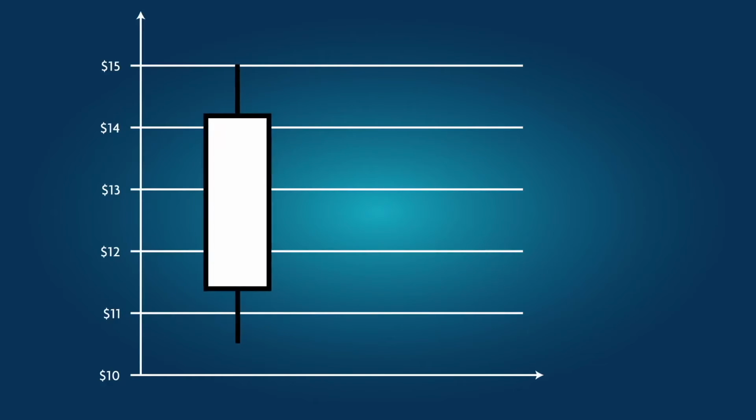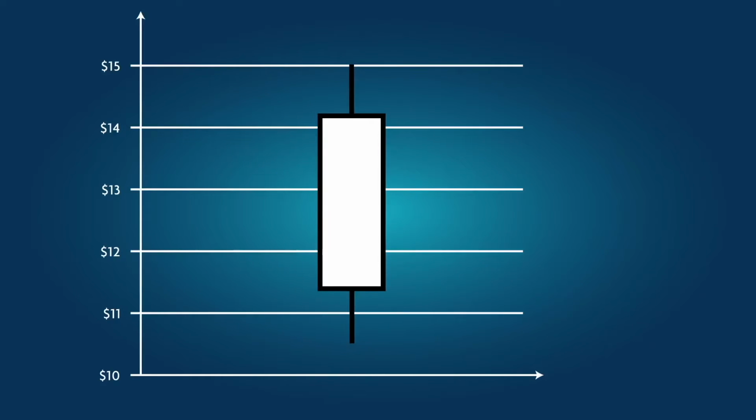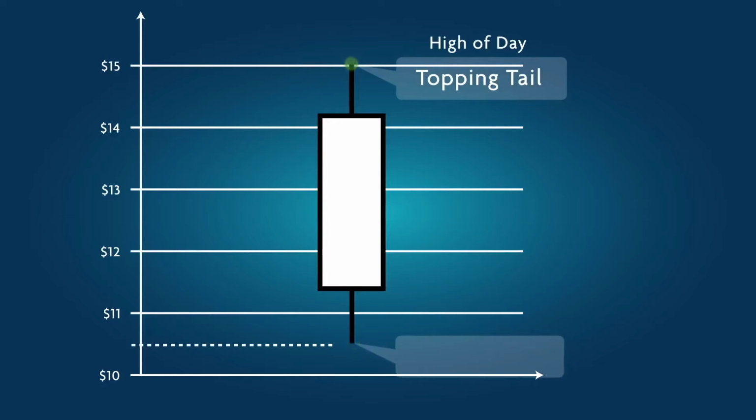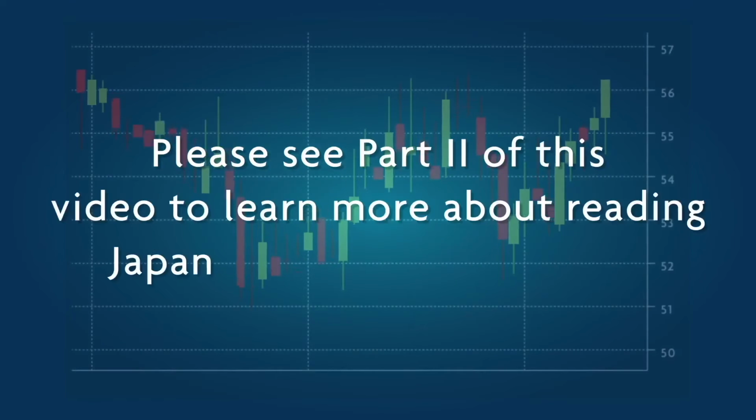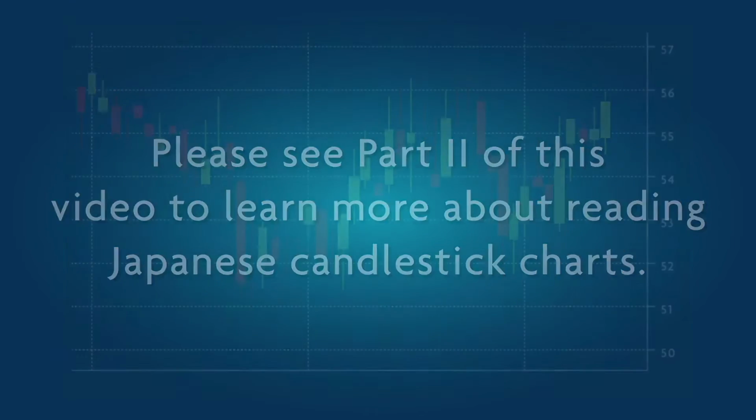Most, but not all, of the candles have at least one tail, also known as a wick or shadow, extending from either end of the body. Look at this candlestick and note the following. A tail extending from the upper end of the body is called a topping tail, and it marks the highest price reached for the time frame represented by the candlestick. For example, the day's high. A tail extending from the lower end of the body is called a bottoming tail, indicating the lowest price for the specific period. Please see part 2 of this video to learn more about reading Japanese candlestick charts.